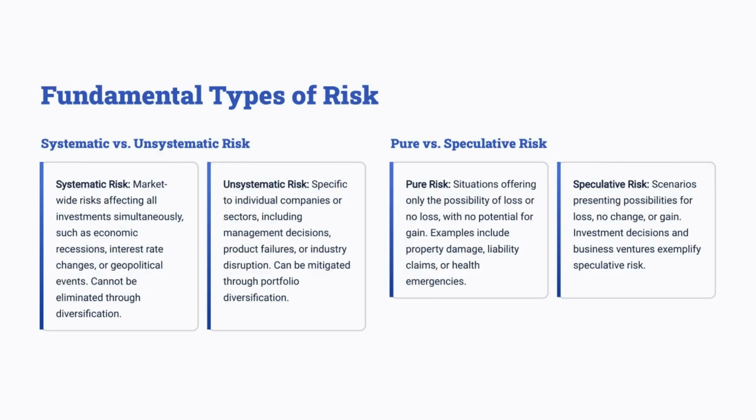Systematic risk impacts all investments due to factors like economic recessions and cannot be diversified away. Unsystematic risk is specific to companies or sectors and can be mitigated through diversification. Pure risk involves only potential loss, such as property damage, while speculative risk includes potential for loss, no change, or gain, as seen in investments.